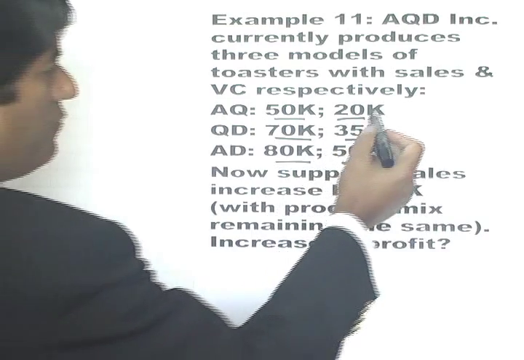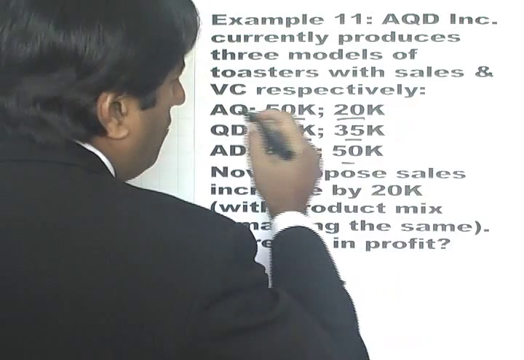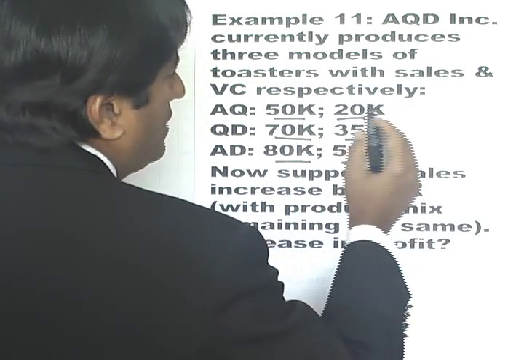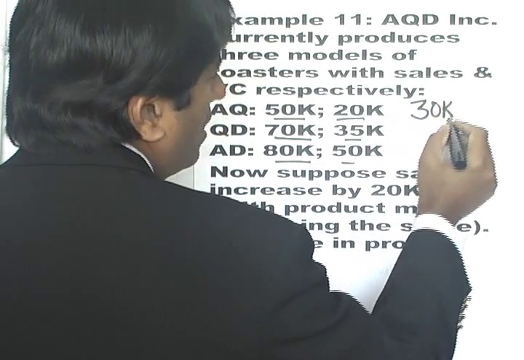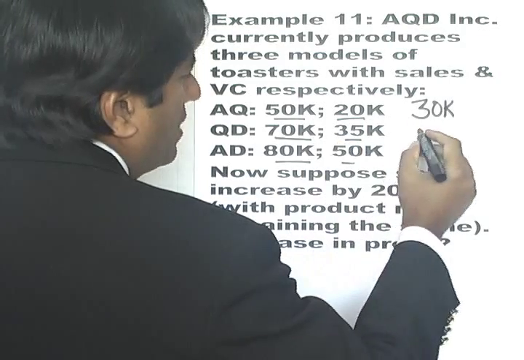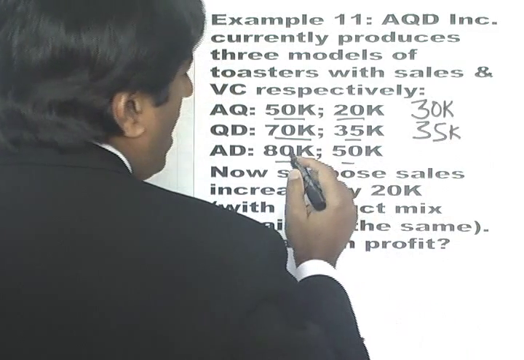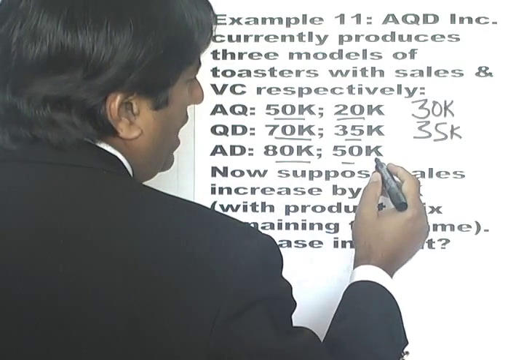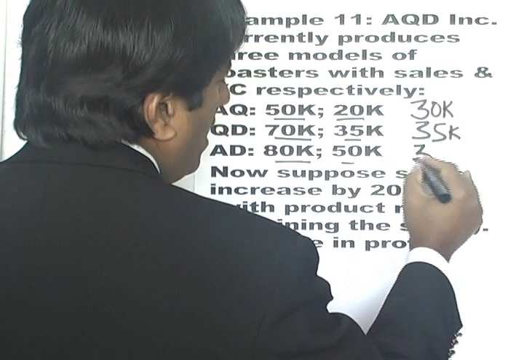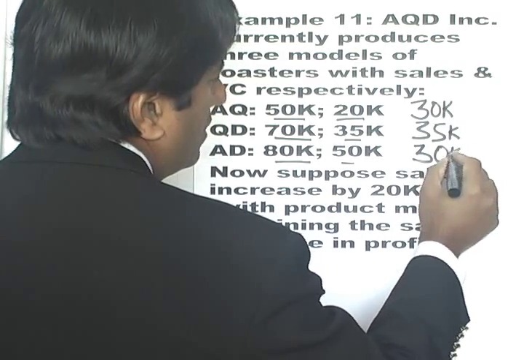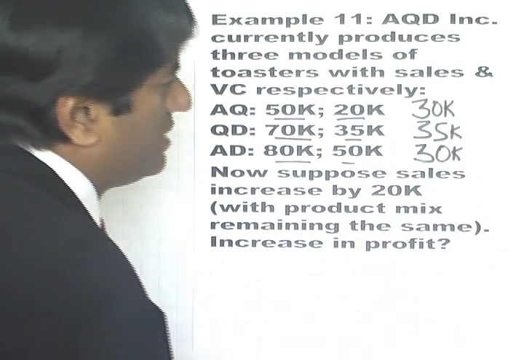Now, if you look at the contribution margin for these different models, this is going to be 50 minus 20, or that's going to be 30K. This is going to be 70 minus 35, that's 35K. And this is 80 minus 50, which is again 30K. So the total contribution margin is 95.